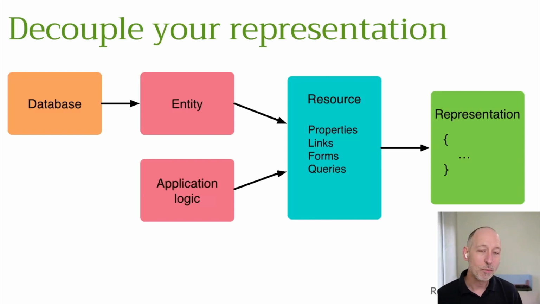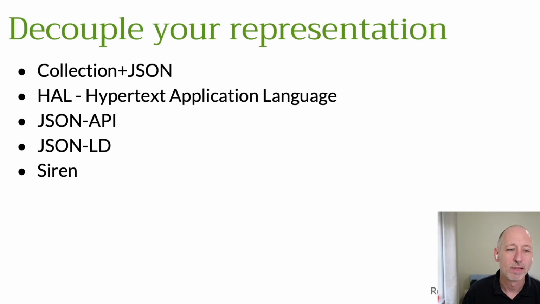The actual format you use for your representation, it's up to you, but I recommend thinking a little bit about it. There are a number of choices: Collection+JSON, HAL, JSON:API, JSON-LD, or Siren, and others. There's quite a lot of them, and I highly recommend that you think about which one you like and then use that one. Me personally, I tend to use HAL.